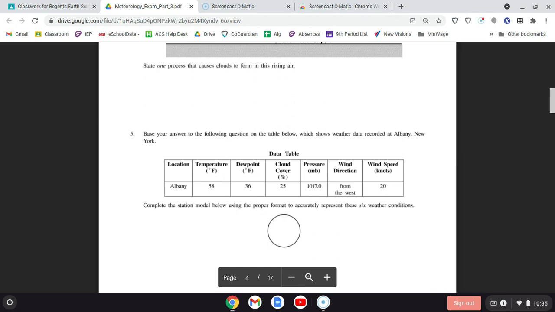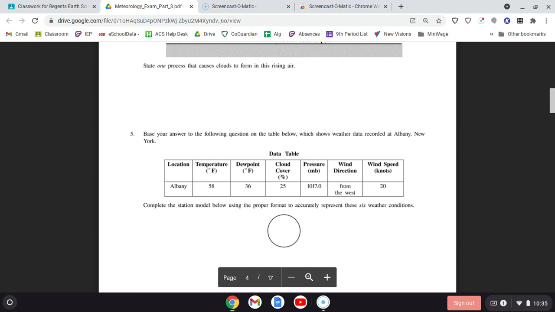For number 5, it gives you a little bit of a data table that shows a weather data table in Albany, New York. They just want you to complete that station model below, the empty circle, using all of that data to accurately represent those 6 weather conditions.